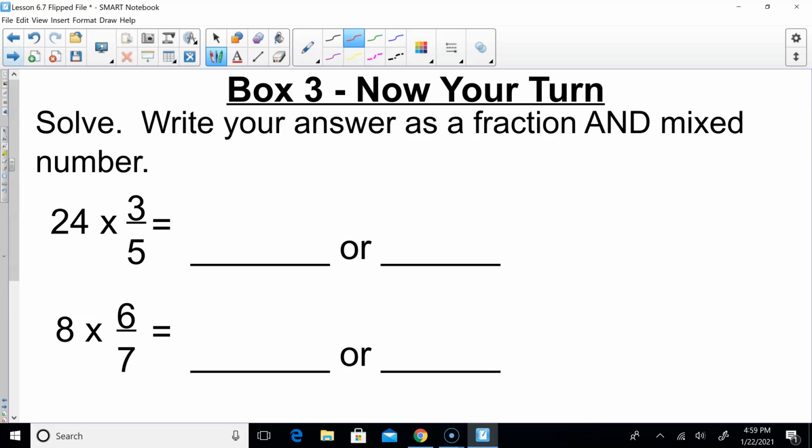And last but not least, we need to solve these as a fraction and a mixed number. That's that good skill and that good practice we've been working on. So good luck on these. 24 times 3/5 and 8 times 6/7.